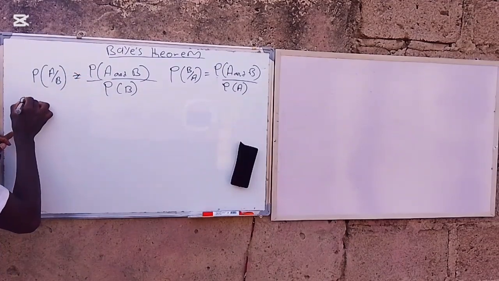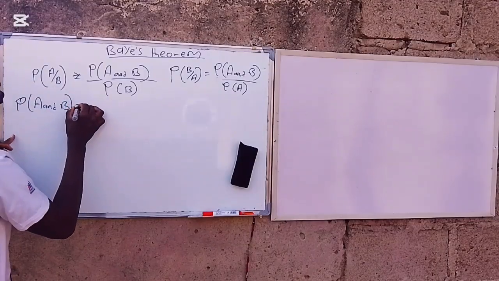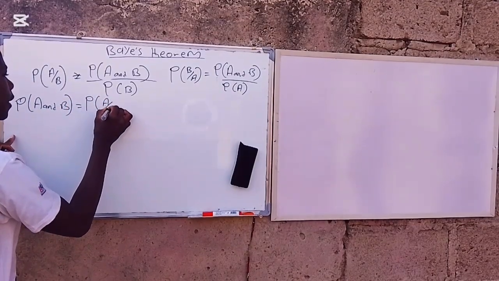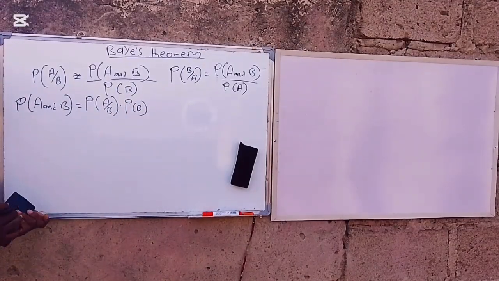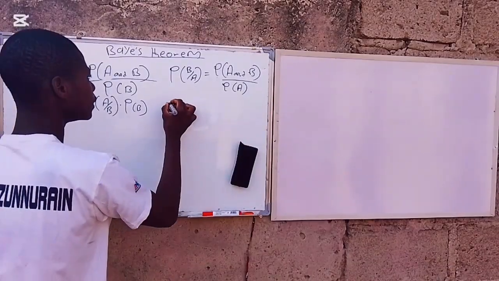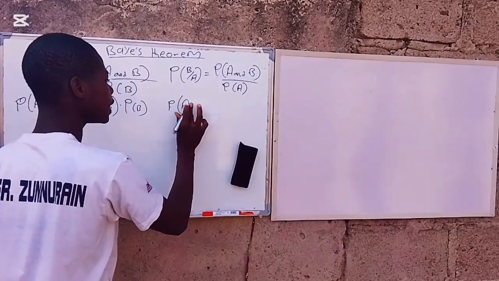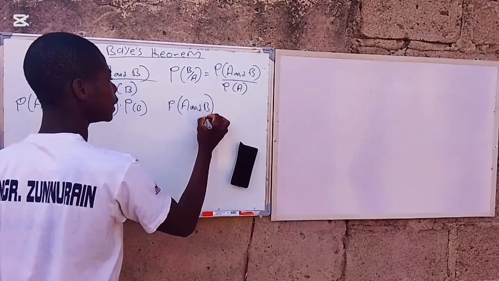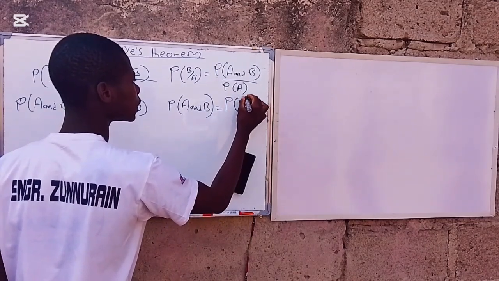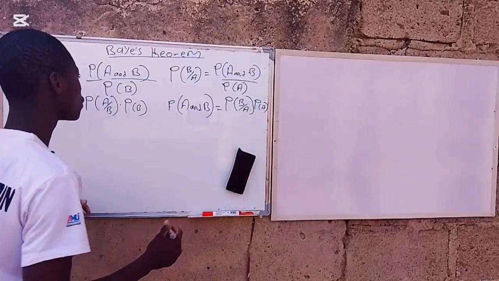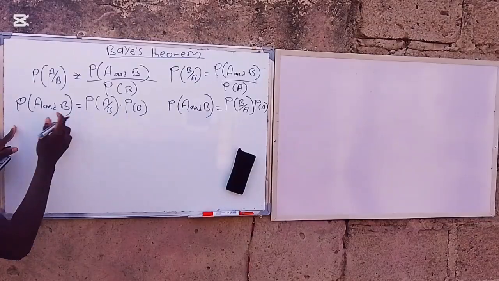If I cross multiply, the probability of A and B should now be equal to the probability of A given B multiplied by the probability of B. And also, if I cross multiply the other side, I'll get the probability of A and B equals the probability of B given A multiplied by the probability of A. So, as you all know, this is the same thing as this, and this is the same thing as this. So this should now be equal to this.